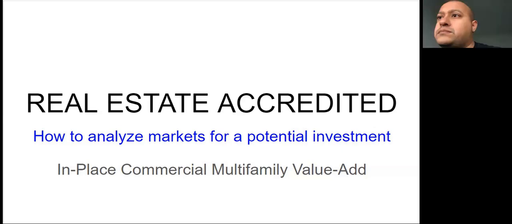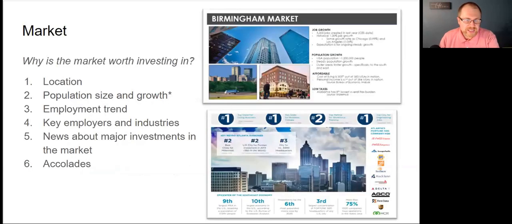As mentioned, the topic of the day is how to analyze markets for potential investment. And I think there are two things to really look at when you're selecting a market. There's the market level, which is also called the metropolitan statistical area in real estate a lot, or MSA. And from that standpoint, you're going to look at 6 things: the market itself and the location of the market.